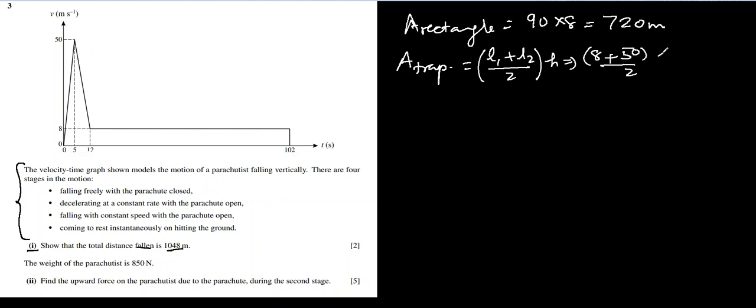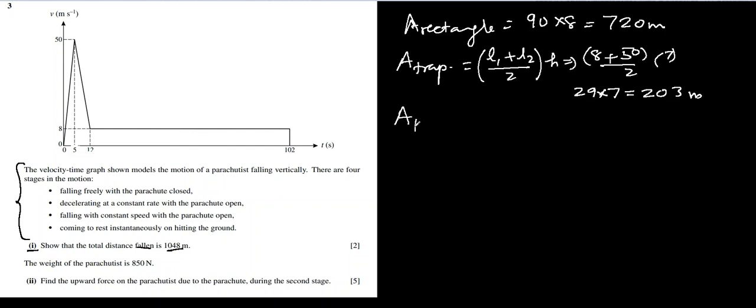Divided by 2. And what is the height between them? 5 to 17. No, not 17, 12. 5 to 12. So 7 is the distance between the 2 parallel lines. 7. And that will be 58 divided by 2 is 29 times 7. And that is 203 meters. Okay. Remaining is the triangle now.